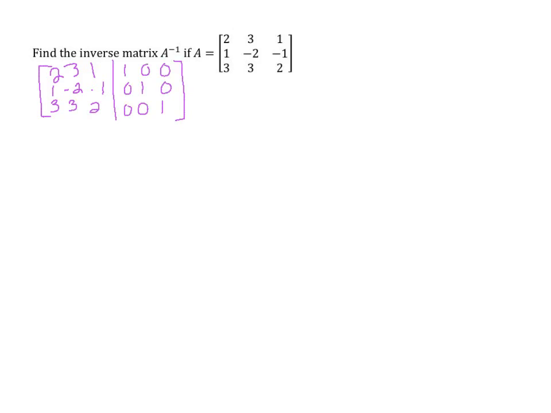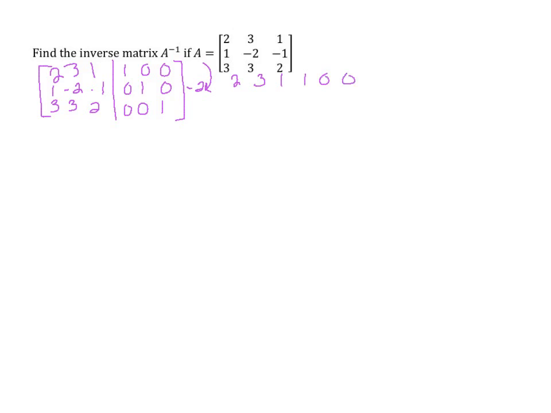And we'll start getting the zeros where we need them. So I need to get the 1 and the 3 in the first column into zeros. I'm going to multiply my middle row by -2 and add my top row to my middle row to replace my middle row. I'm not going to change anything in my top row, so I'm just going to leave it as 2, 3, 1.